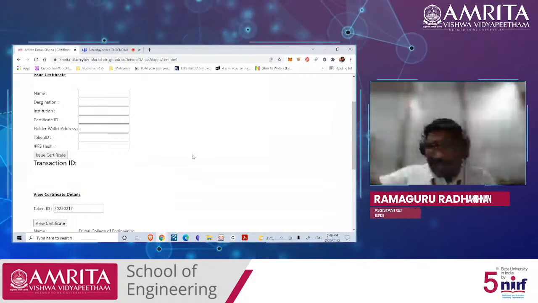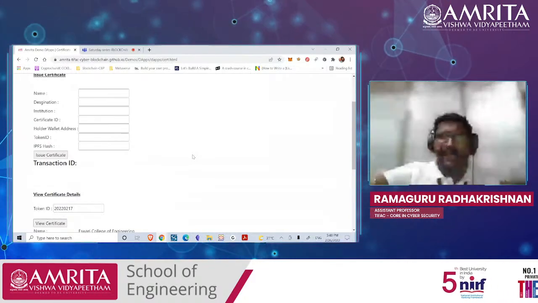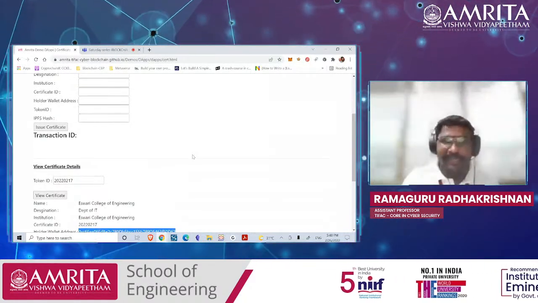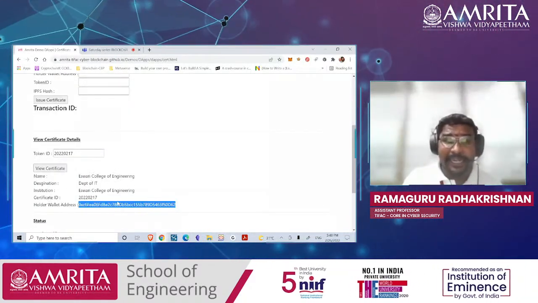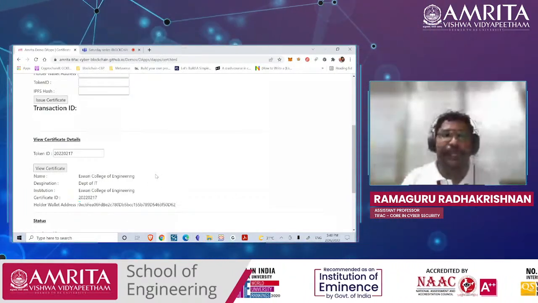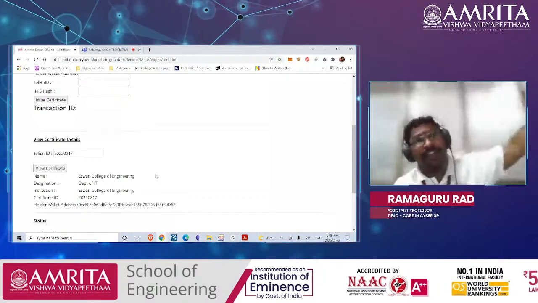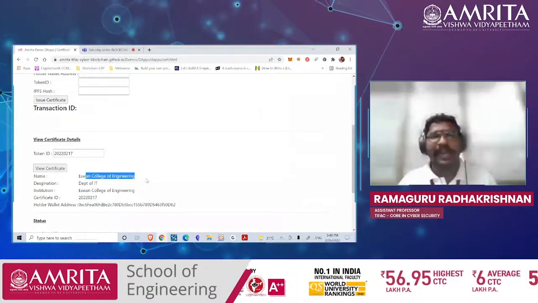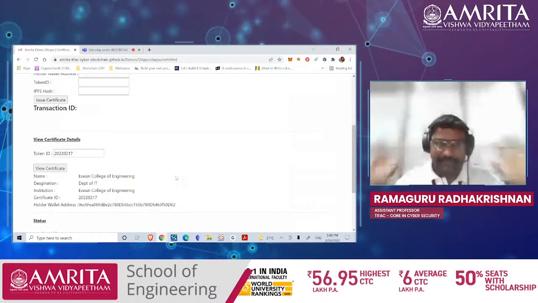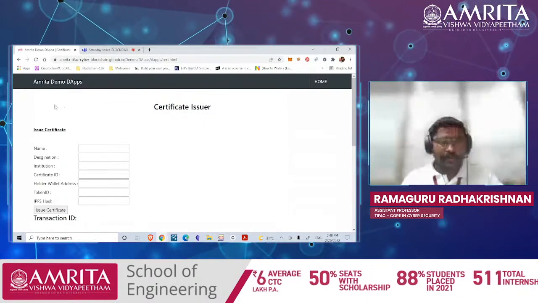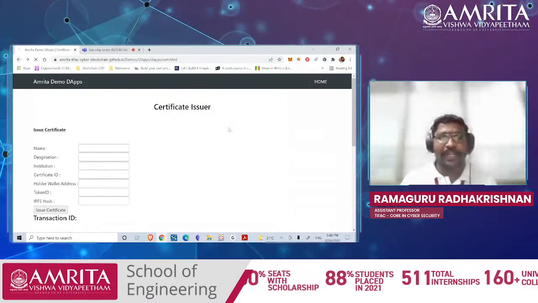Now you have eliminated a third party. You need not unnecessarily contact your alma mater for any of the certificate related things. But the detail was added to the blockchain by the corresponding university, and it can be verified by any third party, and it is there forever. So this is one example, certificate issuer. This is what I call credentialing.